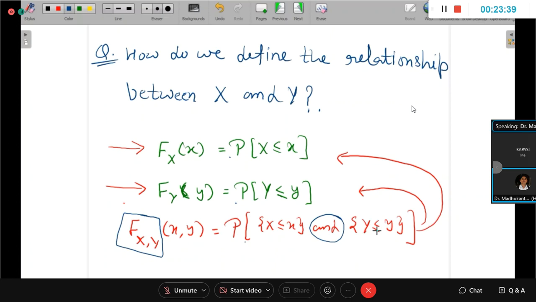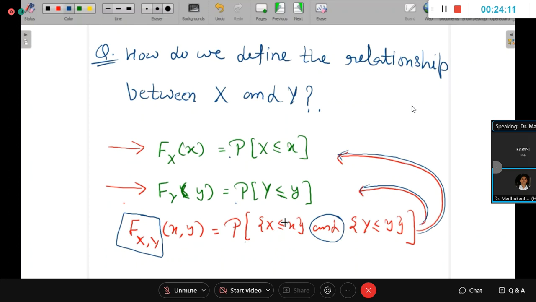Okay, it can be generalized. You are able to see these arrows also. Generalization means you should be able to go back: from this joint CDF, you can always identify these, which are also known as marginal CDFs. So they are the individual marginal CDFs also.